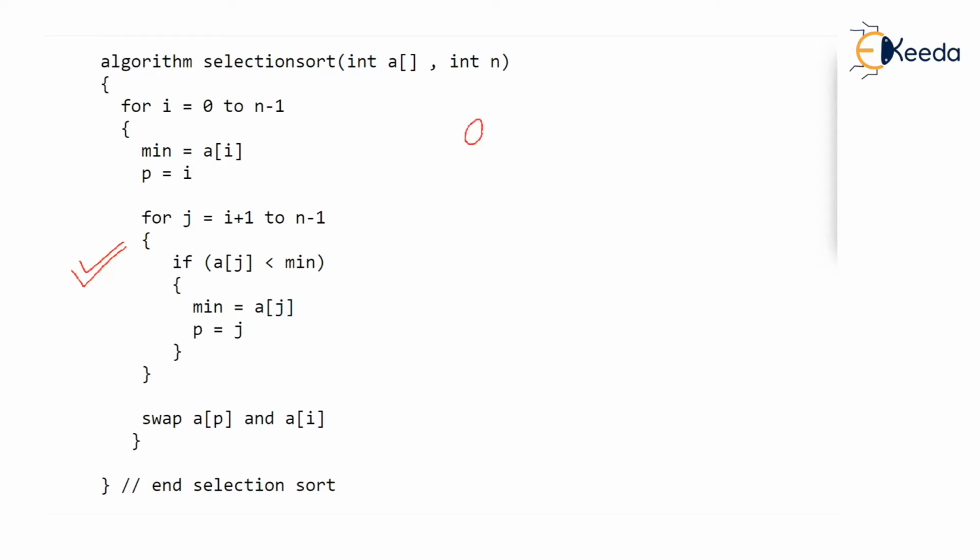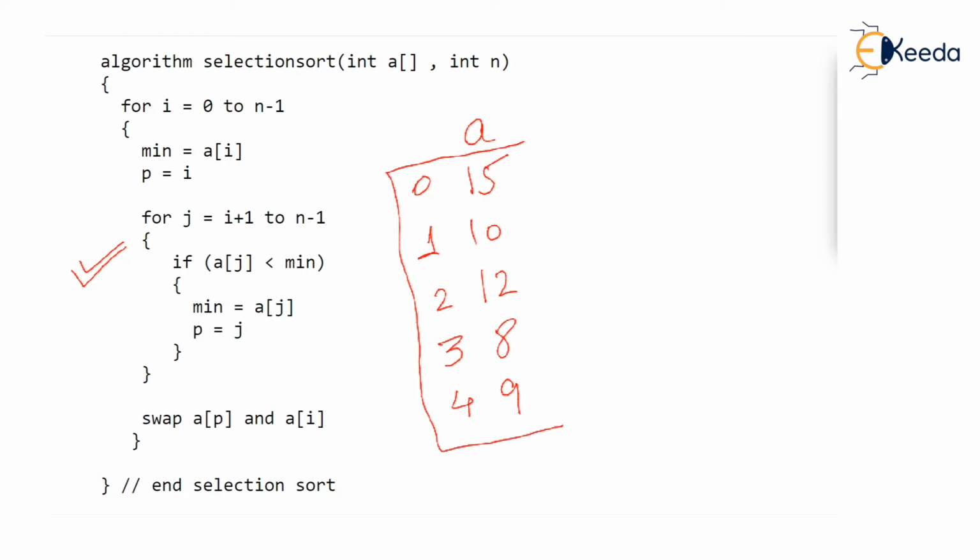Here is the question. Suppose we have an array like this: 15, 10, then we have, let's say 12, then we have 8, and we have 9. These are the array locations. All right, it is 5 element array. And if I ask you, find minimum in this entire array, who is the minimum in this entire array? Then what is the algorithm we will use?